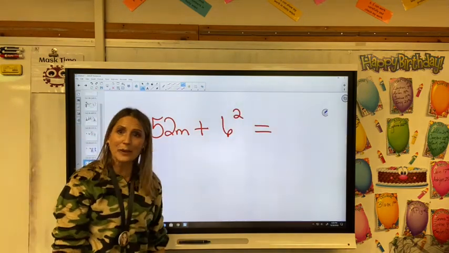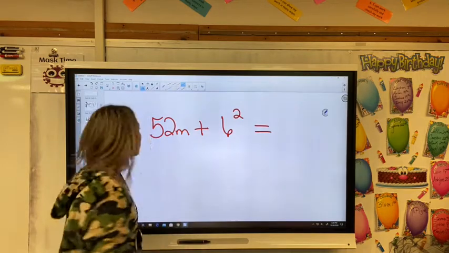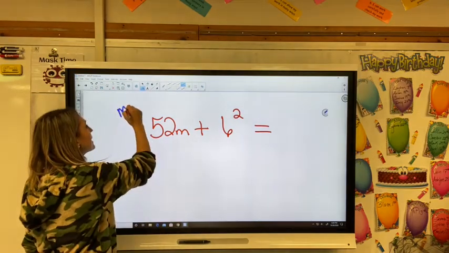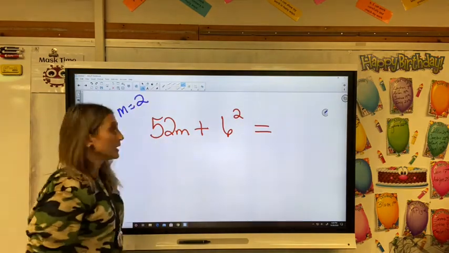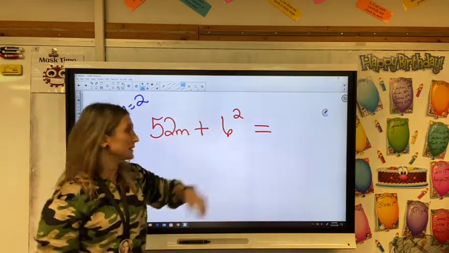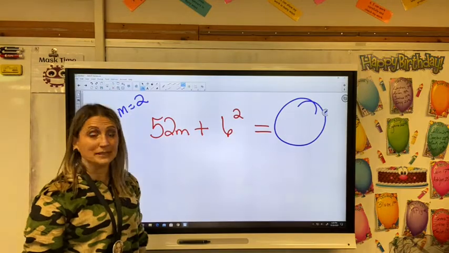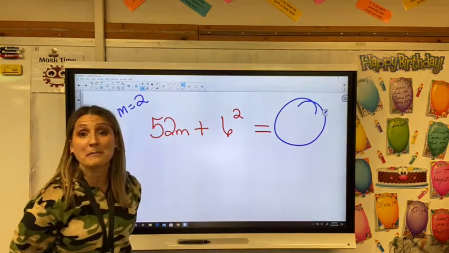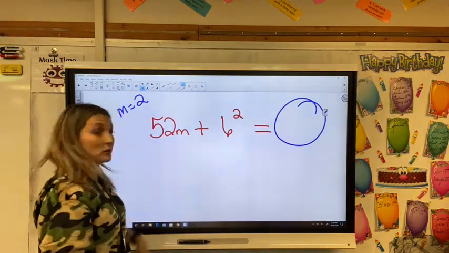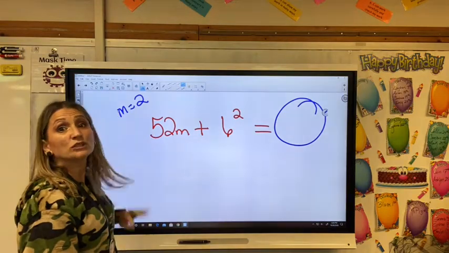Well, let's see if we can. Let's just try this. Let's say m this time is equal to 2. Remember, the only way you can solve this is if they give you an answer out here, or if they tell you what m is. Well, here they told me m is 2. So let's fill it in. Let's do substitution.